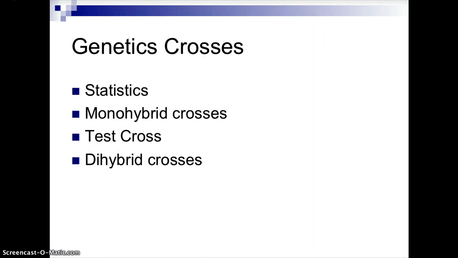Genetic crosses. Keep in mind that as we do genetic crosses, we do need to apply statistics here. Our first type of cross we're going to look at is a monohybrid cross, and monohybrid crosses are genetic crosses that involve only one gene. Then we're going to do a test cross, and we'll discuss what a test cross is all about. And then a dihybrid cross is a genetic cross that involves 2 genes. It's a 2-gene cross.